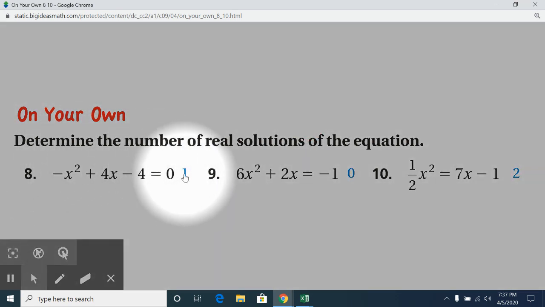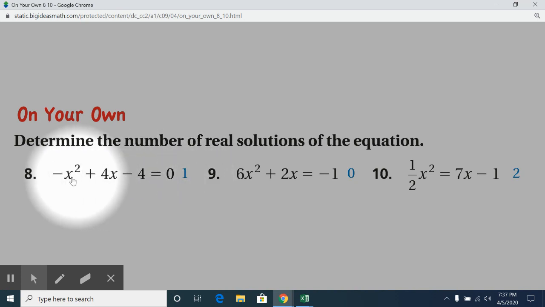Okay, so here's one we didn't really talk about yet. When we take these numbers, -1 is A, 4 is B, and -4 is C, we put those into the b squared minus 4ac, and we end up coming out with 0. So when we come out with 0, that tells us there's really only one solution to the equation. So number 8 is one solution.